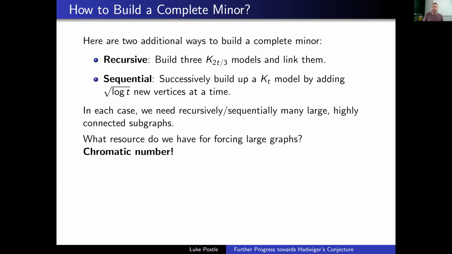And the answer is chromatic number itself. In the proof for the one chord I showed you, we actually don't end up using coloring that much. We use coloring to color small graphs, but after that, it's mostly this density increment and weaving and linking, and we don't use much chromatic number. So actually, let's use it again. Let's use it as a resource to force large graphs. And even more, can we also guarantee high connectivity?